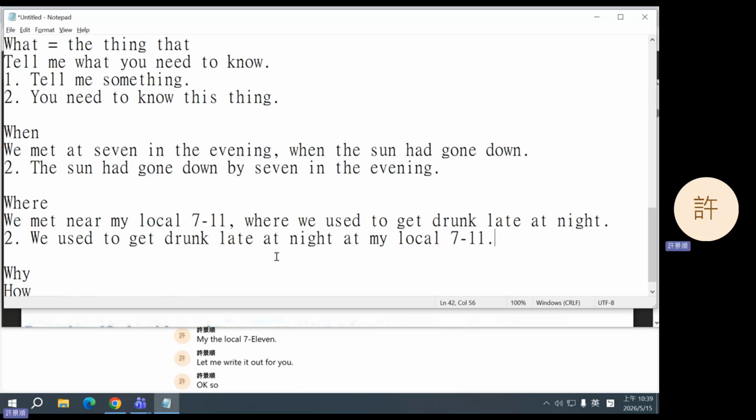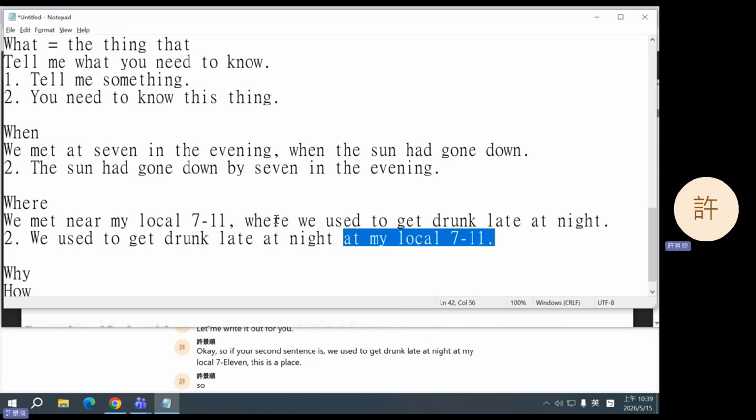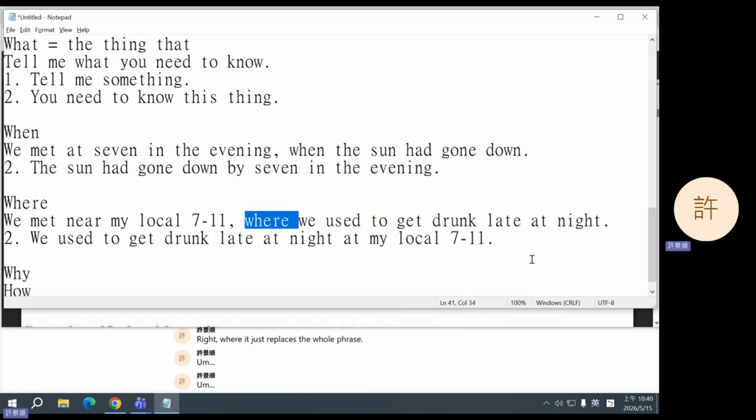Okay, so if your second sentence is "we used to get drunk late at night at my local 7-Eleven," this is a place. So the adverb we need is "where." Right? "Where" just replaces the whole phrase.